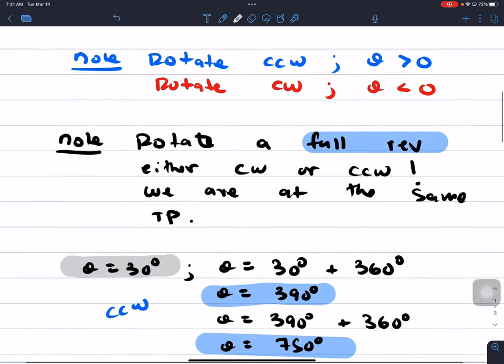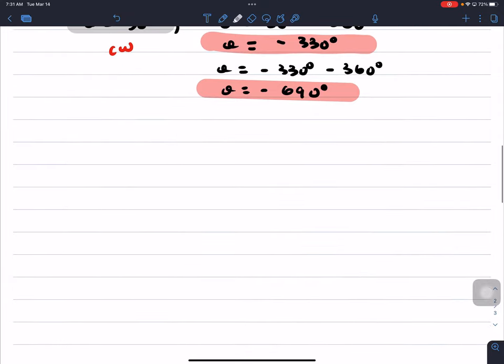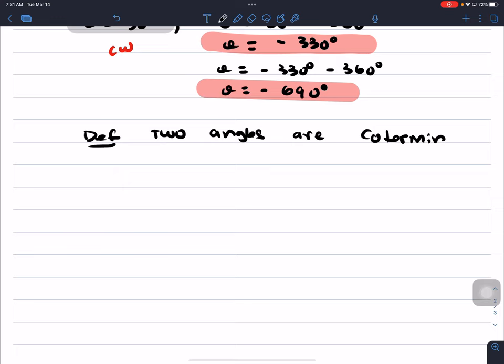Okay, now, I'm going to give you guys a definition here because this actually has some meaning for us. Okay. Definition here. And I'm going to see how your book kind of, well, what does your book say? How does your book define it? Yeah, your book doesn't really, okay, two angles. Yeah. Well, here's what I'm going to say. Two angles are coterminal if they share the same terminal point.